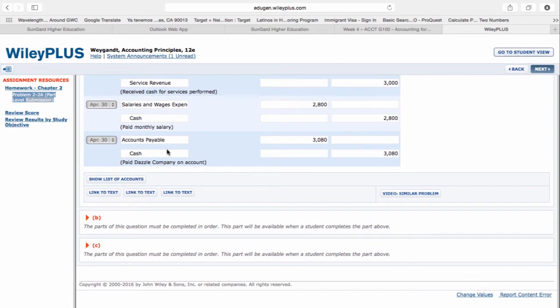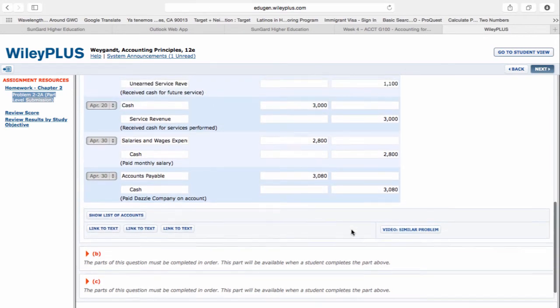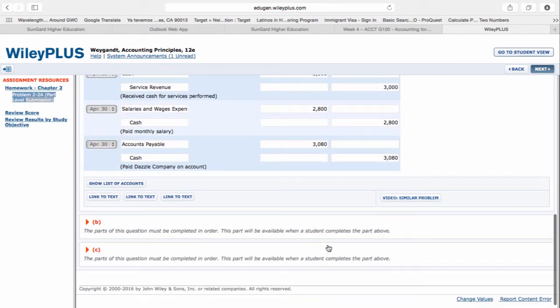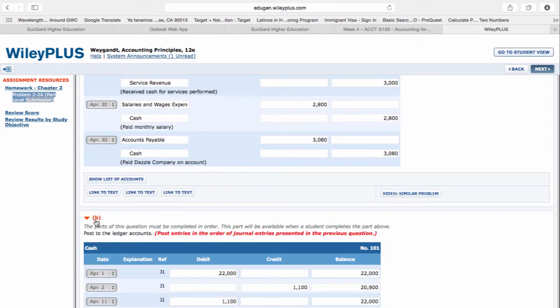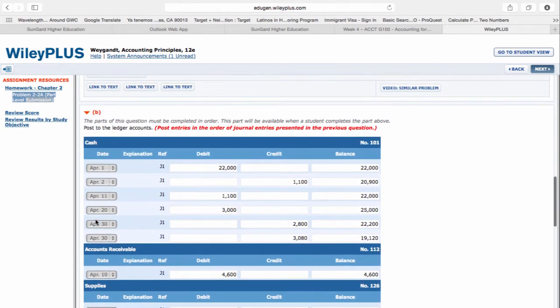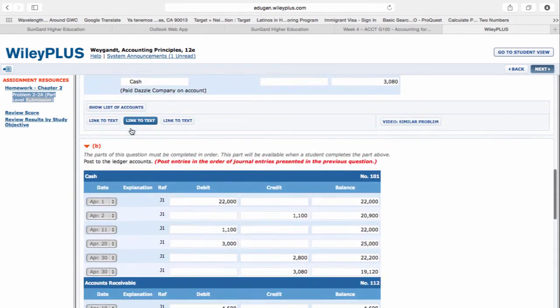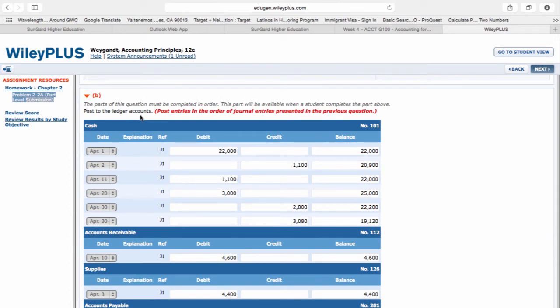Once you do that, it's going to take you to part B. And notice it says the parts of this question must be completed in order. This part will be available when a student completes the part above. If you don't do this part completely, you can't move on. It's going to take you to this. And this part, it says you have to post everything that you had in the general journal. Now you have to post it to the ledger.